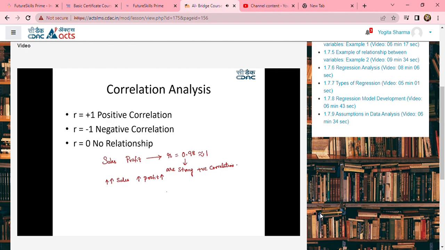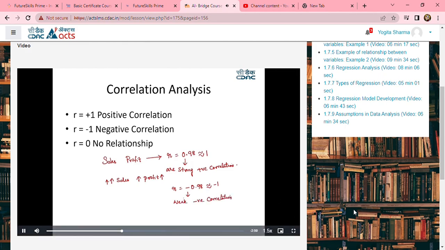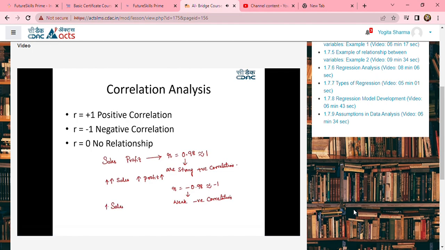For example, let us assume that for the same sales and profit, the correlation value is found to be minus 0.98, which is towards minus 1. This represents a strong negative correlation. So if there is an increase in the sales, there is a proportionate drop in the profit, or an increase in the profit has a proportionate drop in the sales. So this is how we interpret the correlation coefficient whenever it is towards 1 and whenever it is towards 0. Generally, whenever the values lie between 0.5 and 0.7 or 0.8, there is no thumb rule as such. Such correlations are called moderate correlations.